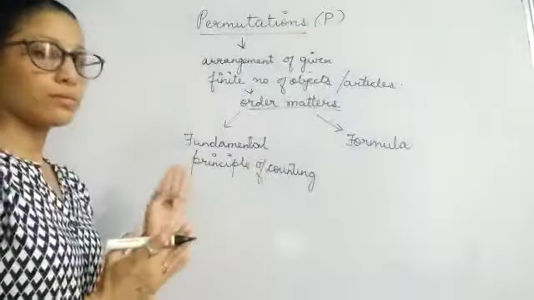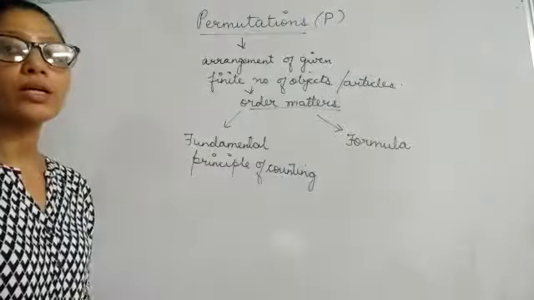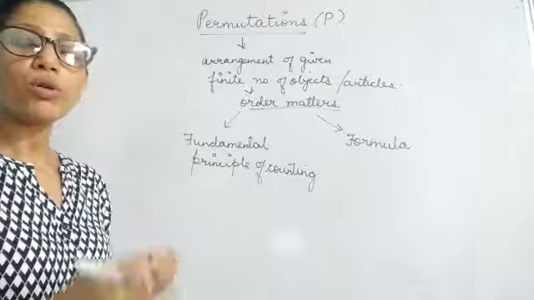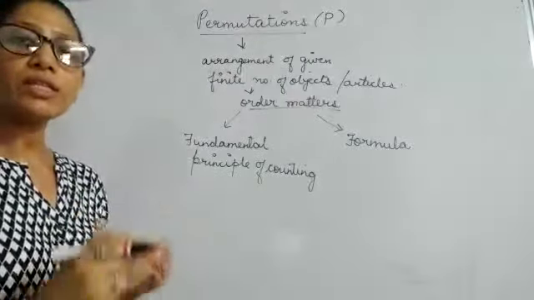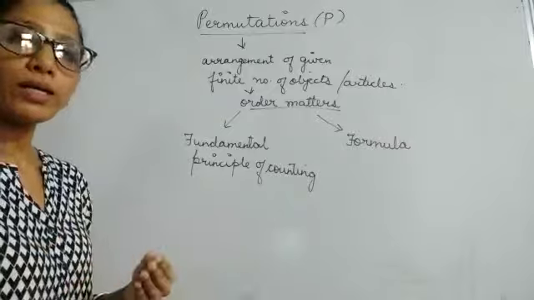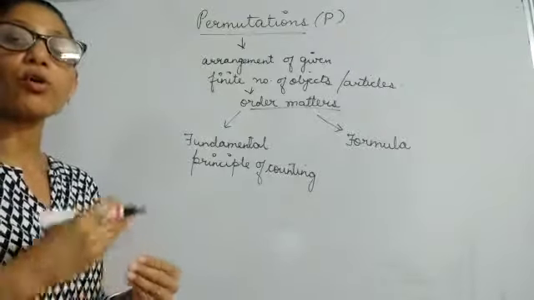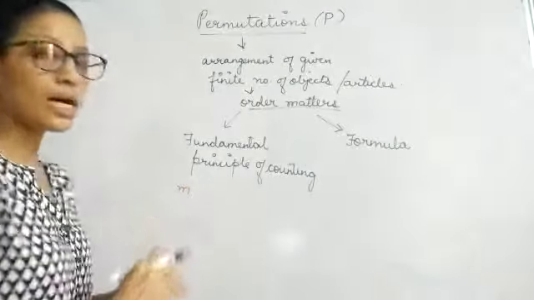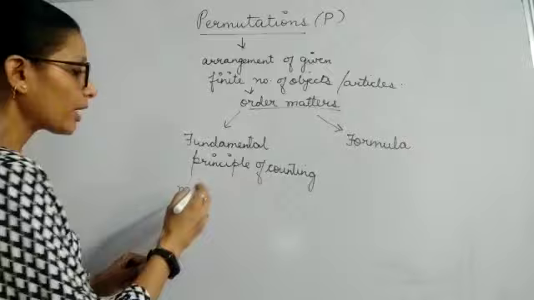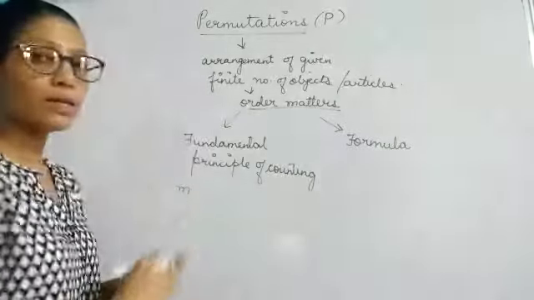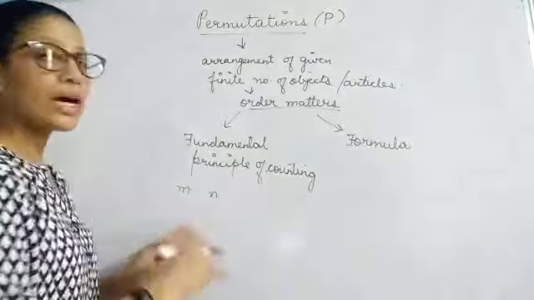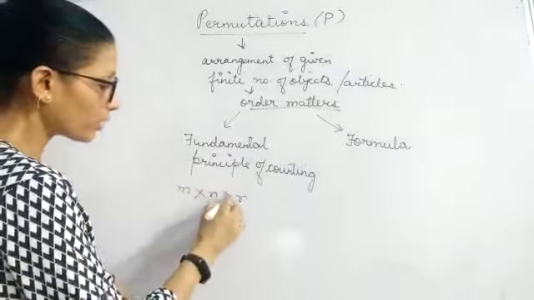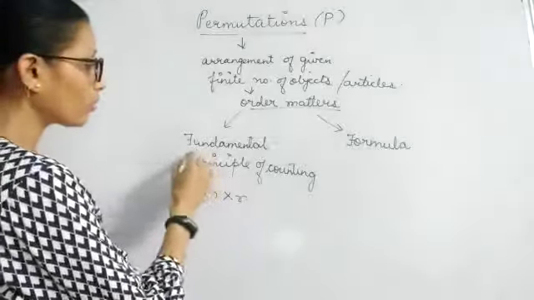In this principle of counting, we have some certain event to be followed, or say some event is occurring and following it another event is occurring, and following it another event is occurring, and so on. That means this event is occurring M times, and following this another event is occurring, say N times. If another event occurs following this, say R times, then the product of all these is your fundamental principle of counting.